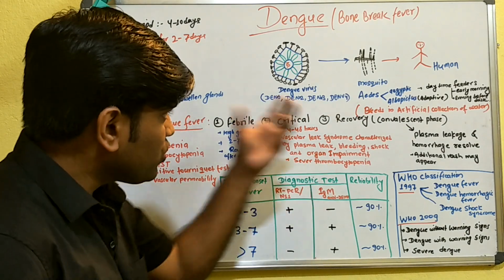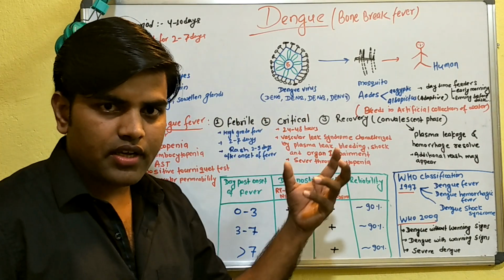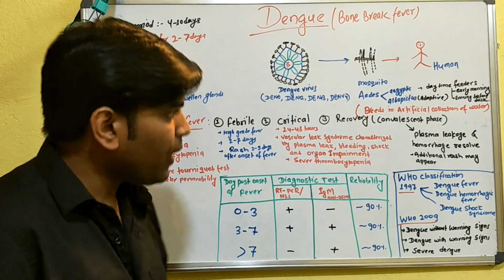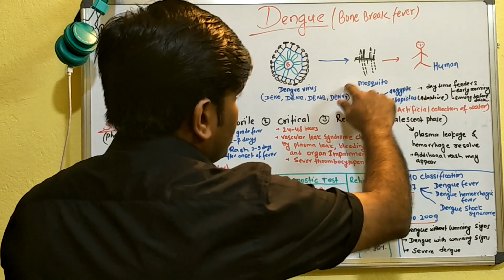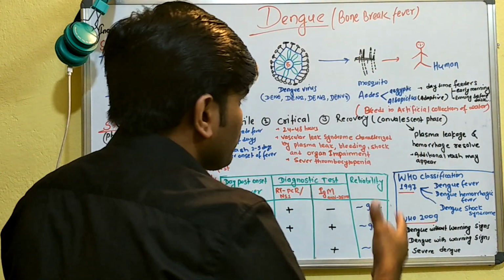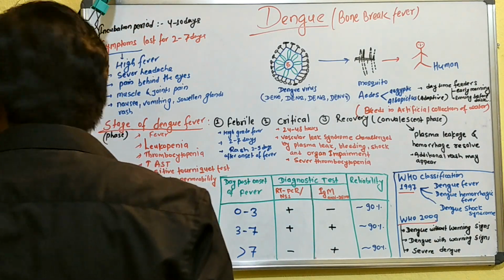Understanding my point? So these are important for you to understand the whole dengue picture. Now coming to the human, this mosquito has bitten the human. Now the human has got the infection. The patient, how will the infection occur?